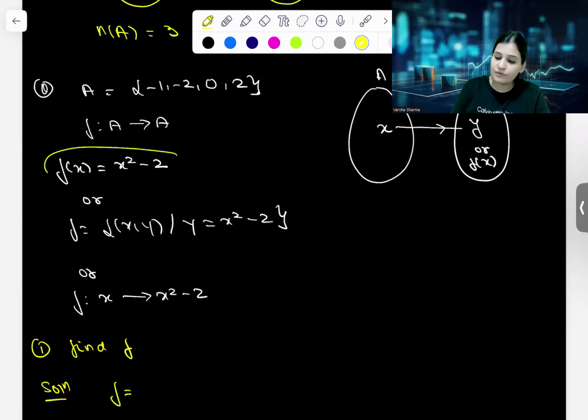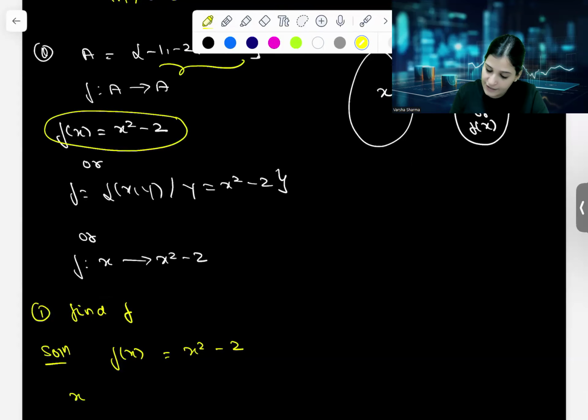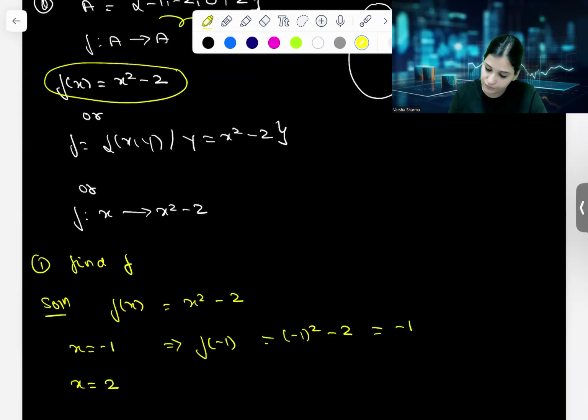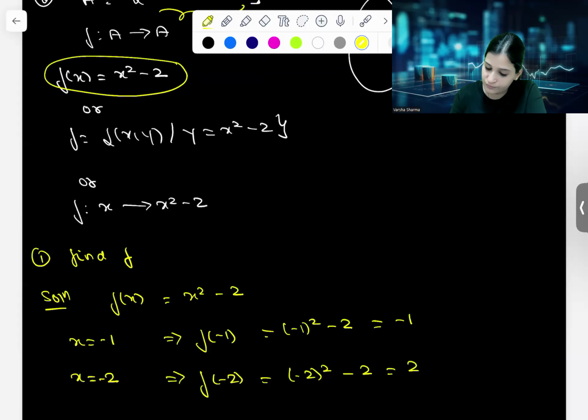In this equation, we will put the values of x one by one. f of x is x square minus 2. The values of x that we are allowed are these four. If I take x equal to minus 1, f of minus 1 is minus 1 square minus 2, that is minus 1. If I take x equal to minus 2, then every x will be replaced by minus 2, both on the left side as well as the right side. f of minus 2 is minus 2 square minus 2, that is 2.